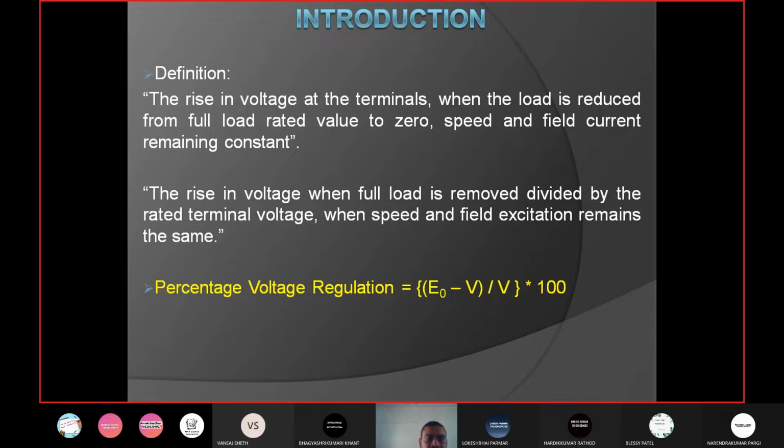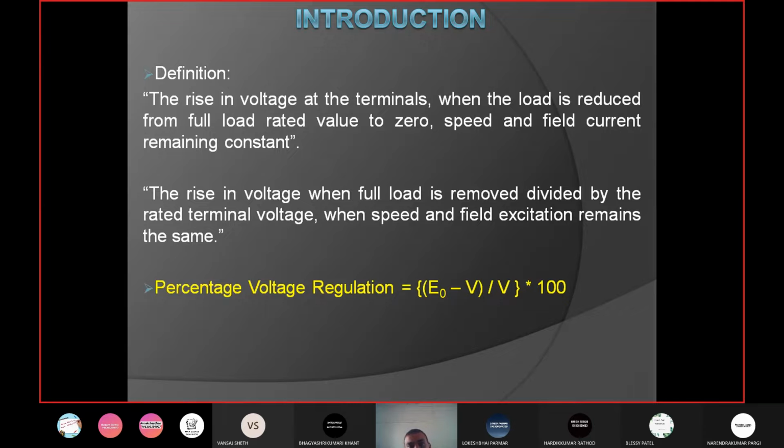So first of all, the definition of voltage regulation. The rise in voltage at the terminals when load is reduced from full load rated value to zero, keeping speed and field current constant. Okay, so if we keep the speed and field current constant, the rise in terminal voltage when full load is removed is known as the voltage regulation.